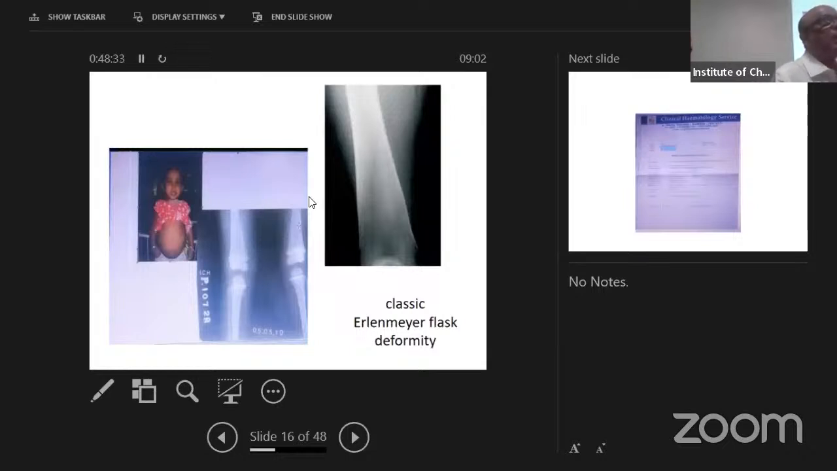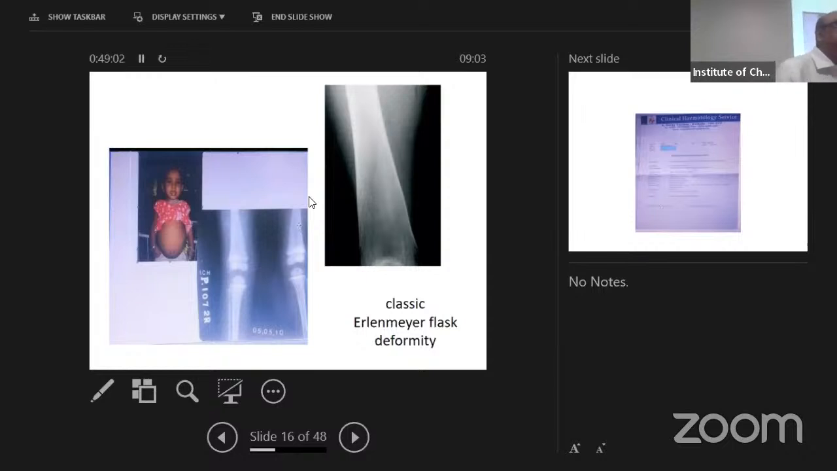You know, this Hurler syndrome has the corneal clouding along with hepatosplenomegaly, and the classic radiological changes that we have. I'm not going into the details of that. It has three types: classic Hurler, Scheie, and Hurler-Scheie. Scheie is very mild, and Hurler is the severe form.